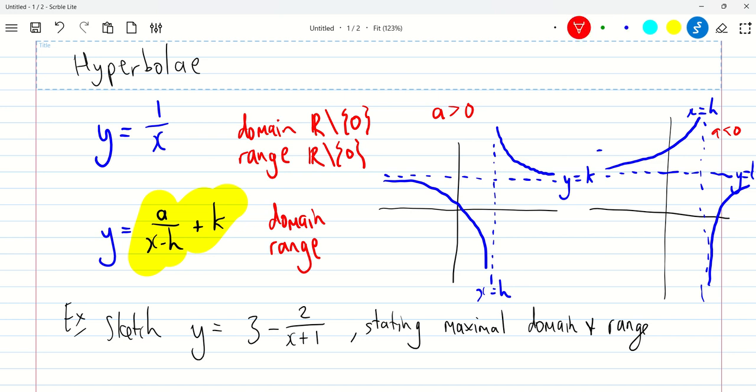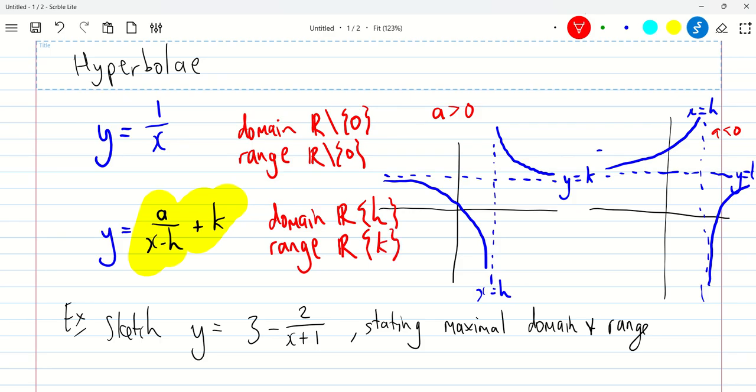And so what will the domain be? The domain of that function, with the transformations included, is all real values except for the asymptote, so except for whatever the h value is. And for the range, again, all real values, but except for whatever k is.